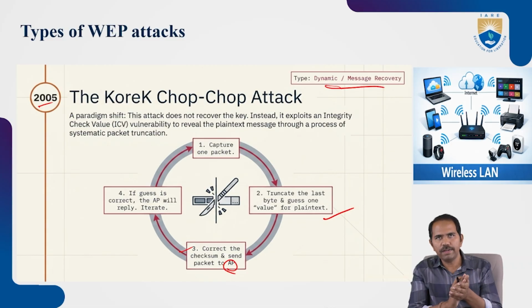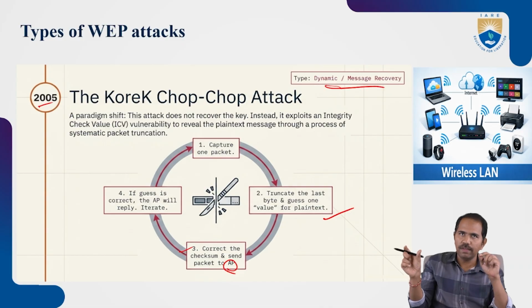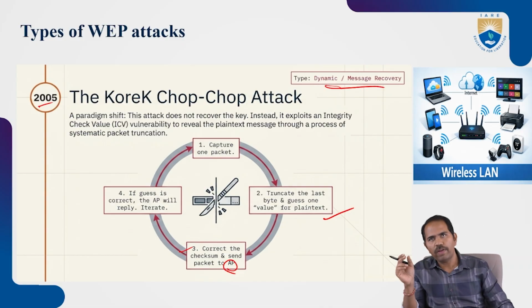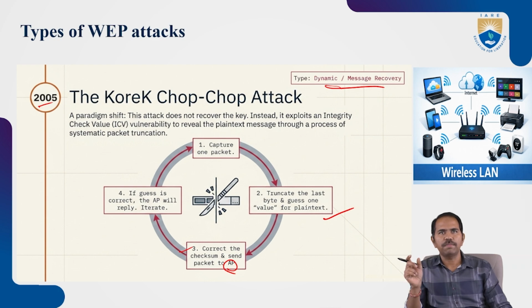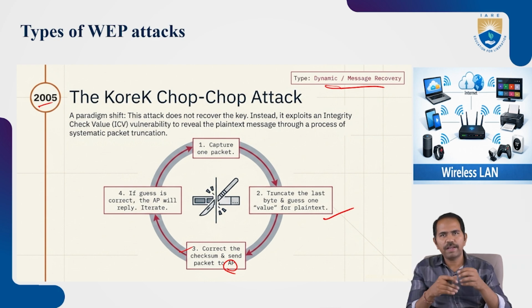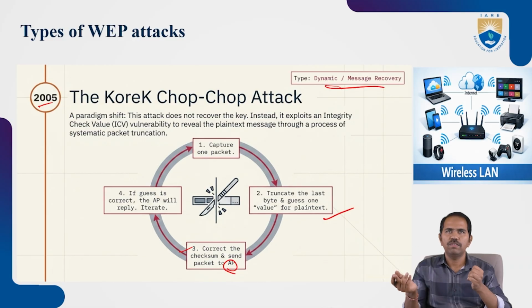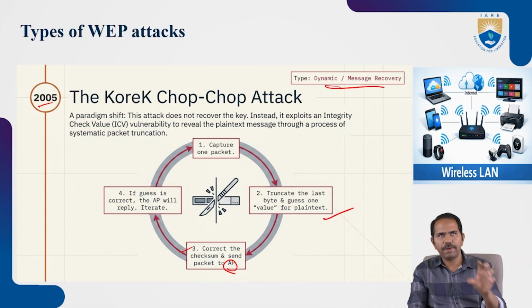So initially, capture one packet. After that, truncate the last byte and guess one value for the plaintext. Then correct the checksum and send the packet to the access point. If the access point accepts it, the guess is right. Otherwise, iterate with the next guess. This is the chopchop attack, which happened in 2005, and it is dynamic, under message recovery.